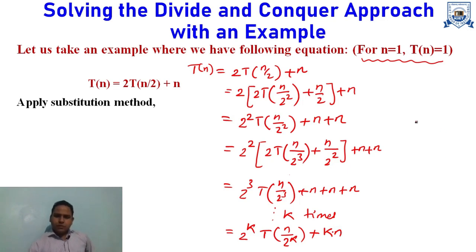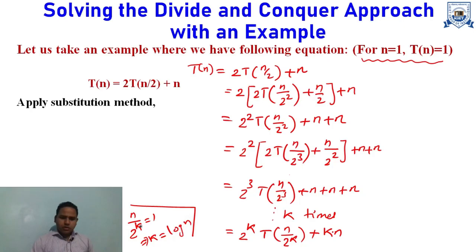So listen here, you can see the condition now is that n by 2 power k will be equal to 1. Yes, we need to reach this condition, that is T of 1. So n by 2 power k is 1. If you solve this equation, let's find the value of k. You will get 2 power k equal to n, and if you take log on both sides, we get k equal to log n. So the value of k is log n.